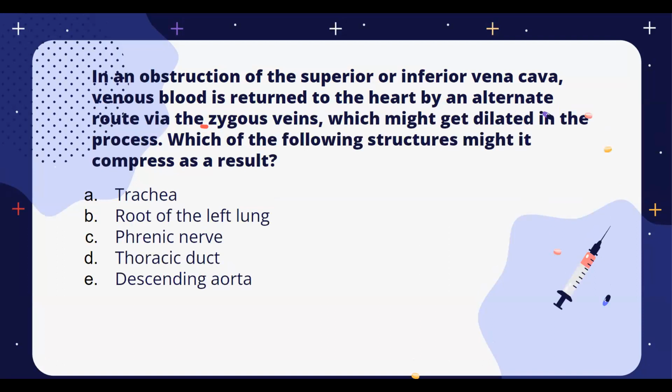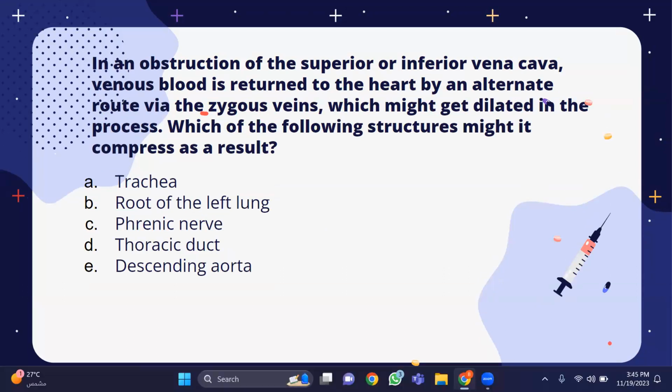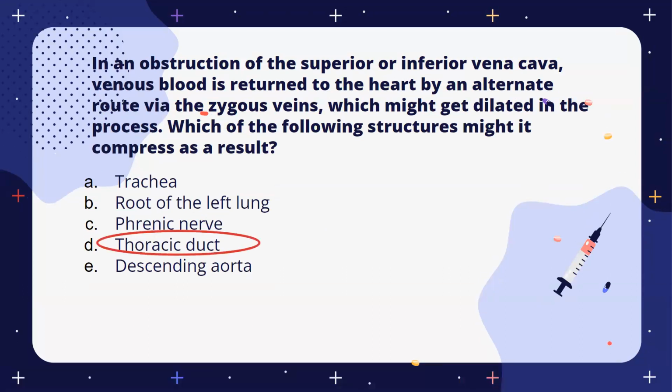I'm not seeing any answers. Okay, let me explain it to you then. C or E? The answer is neither, actually. The thoracic duct. Okay, let's go over the anatomy for this so that you're better able to understand.